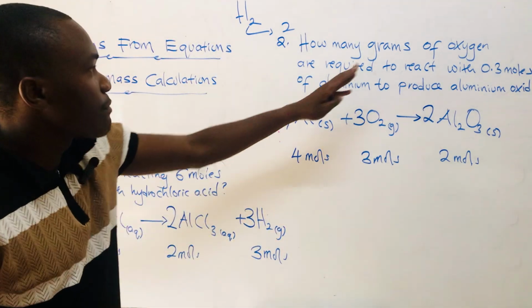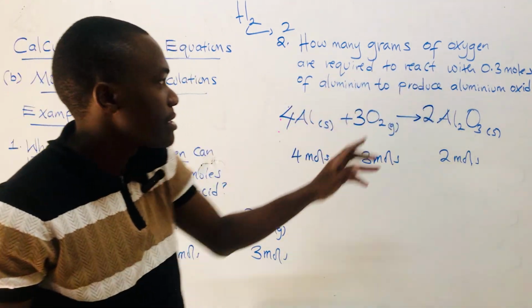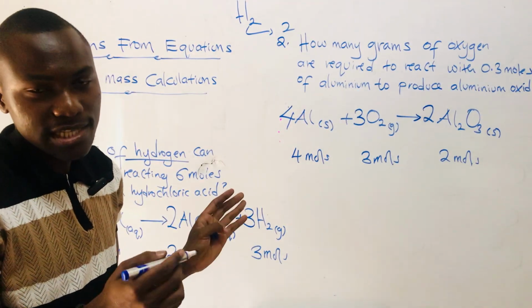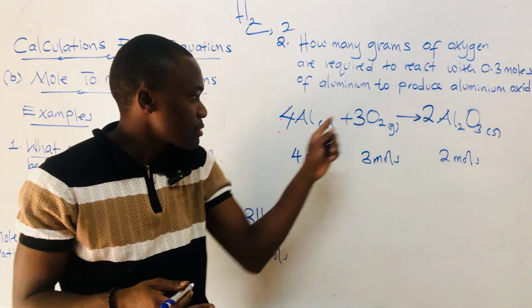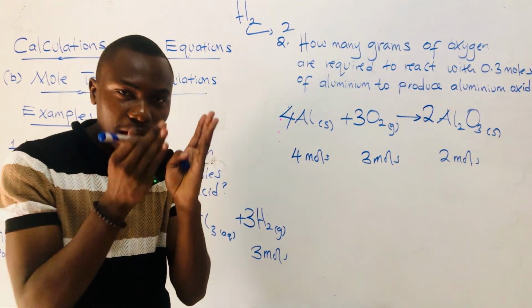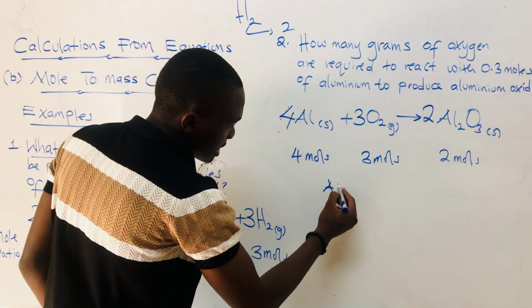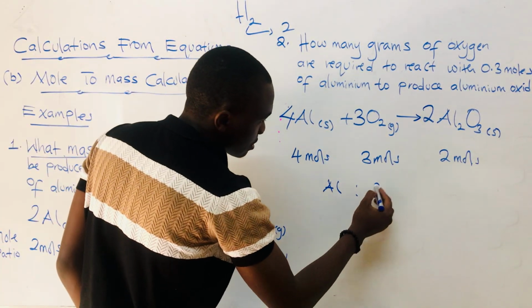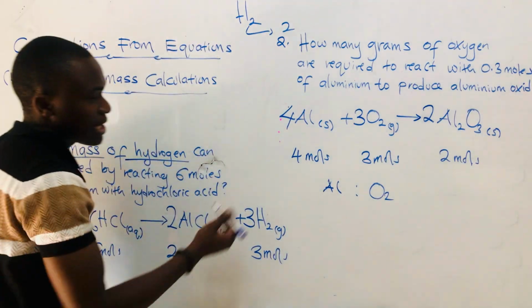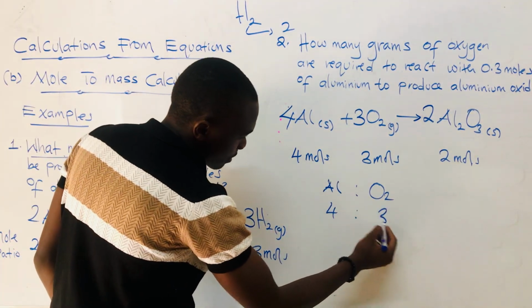How many grams of oxygen? They want the grams of oxygen required to react with 0.3 moles of aluminium. So this is between aluminium and oxygen, because they've given us the number of moles of aluminium and then they want us to calculate the mass of oxygen. So we are going to use aluminium and oxygen like that. What are their mole ratios? 4 to 3.